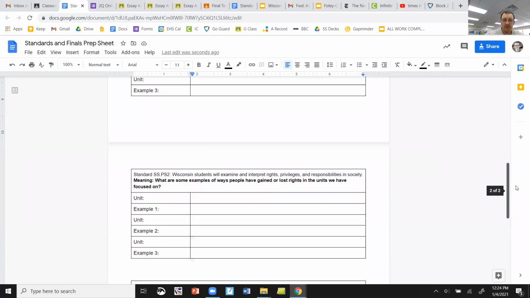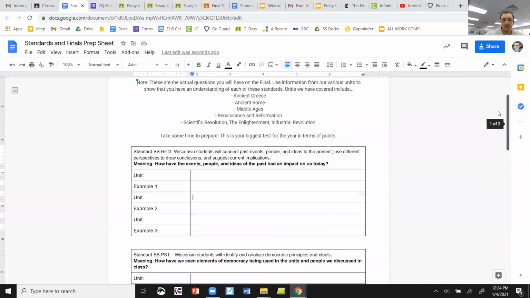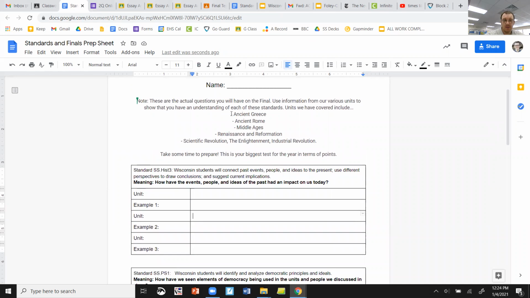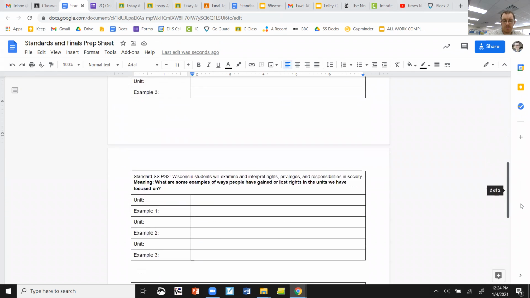Third, what are some examples of ways people have gained or lost rights in the units that we discussed? So I just run through these and say, okay, we have the ancient Greeks first and then the Romans. Do the Romans seem to have more rights than the Greeks or not? And then you go on to the Middle Ages. In the Middle Ages, do they seem to have more rights than they did in Rome? Are they increasing their rights and abilities to do things in the Renaissance or Reformation? Does the Enlightenment help them to have more rights? What do you see? And so you'd talk about those for that question.